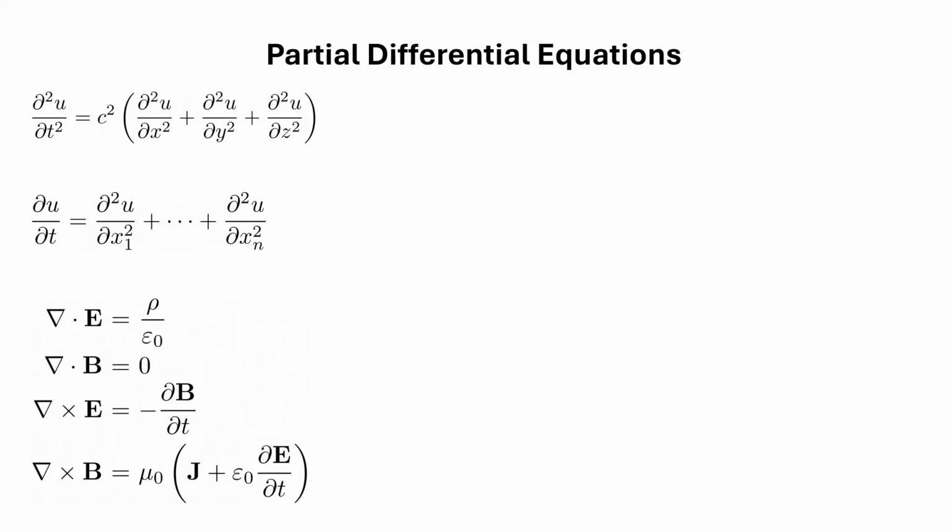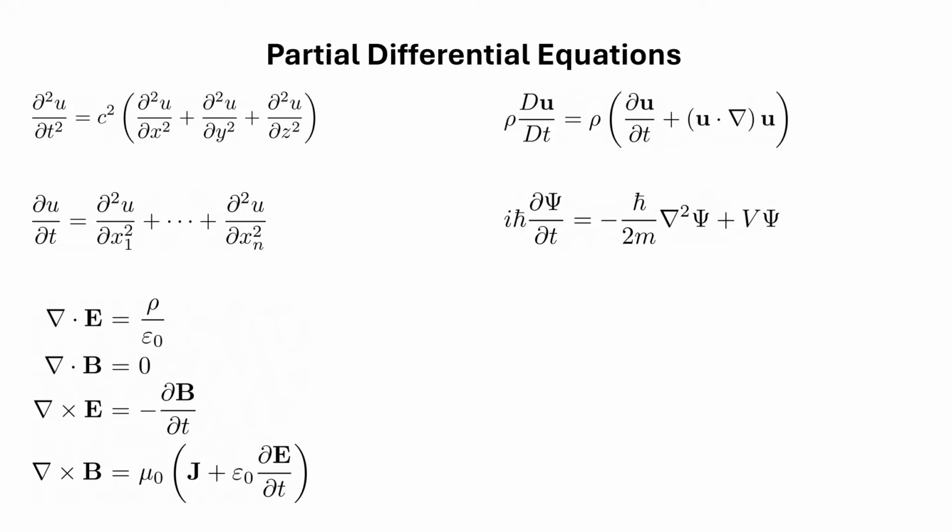A wider class of equations in science and engineering are partial differential equations. These include the wave equation, the heat equation, Maxwell's equations for electromagnetism, the Navier-Stokes equations for fluid dynamics, Schrödinger's equation in quantum mechanics, the Einstein field equations in general relativity, and so much more.